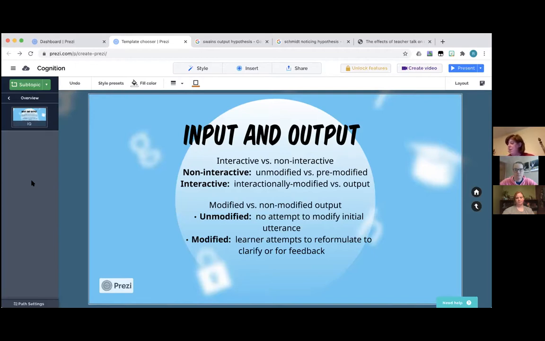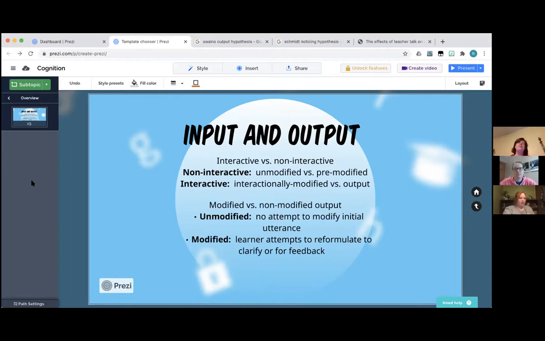And then for output, you also have modified versus non-modified, where unmodified is if the learner makes no attempt to modify an initial utterance. And modified output is the learner attempts to reformulate what has just been said for clarification or for feedback.